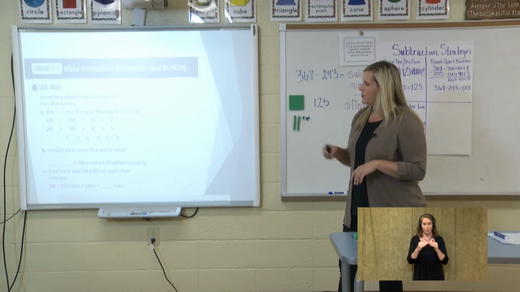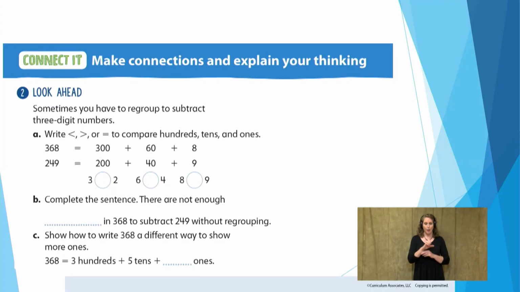Well, we broke apart 368. 300 plus 60 plus 8. 249. 200 plus 40 plus 9. That's that expanded form that we talked about that we knew was going to come in handy. So is 3 greater than, less than, or equal to 2? That's right, 3 is greater than 2. So if I have 3, can I take 2 away from it? I can. I can take 2 away.